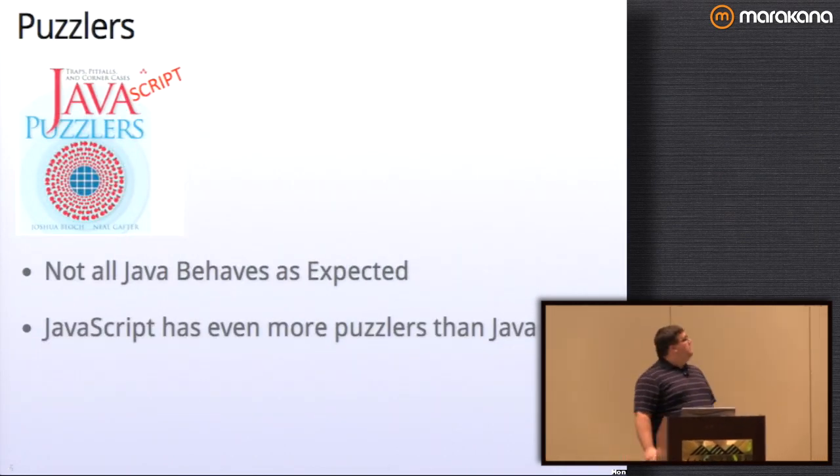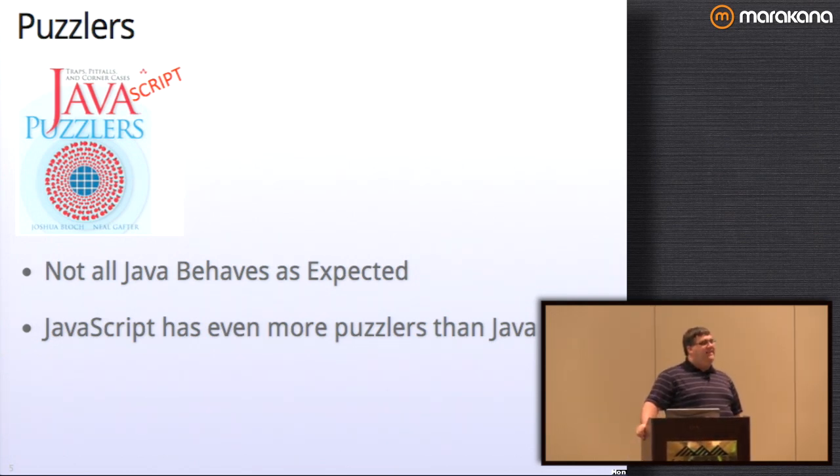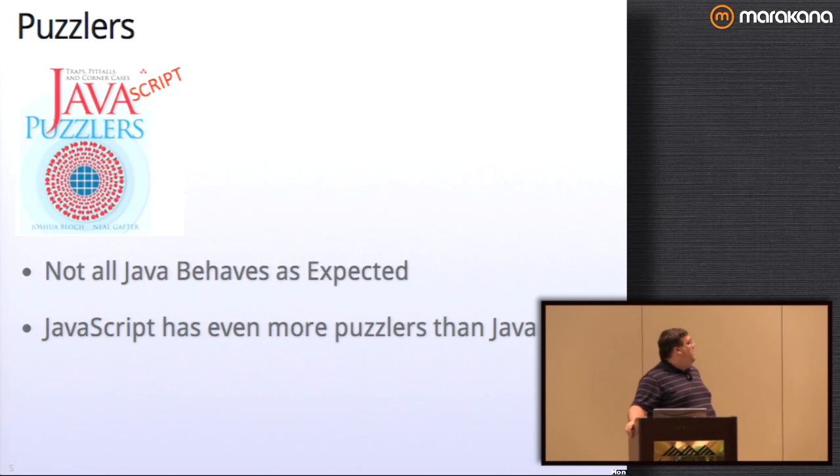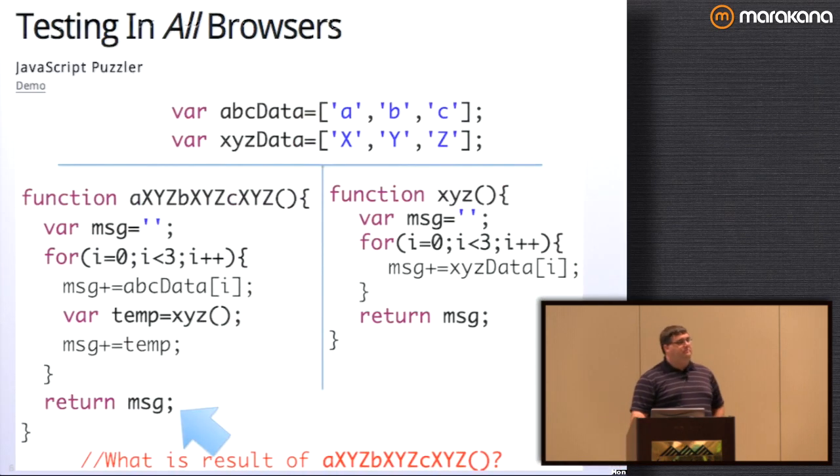So, puzzlers. How many of you are familiar with this book, Java Puzzlers, from Josh and Neil? Anybody read it? Yeah, it's a very good book, very famous, and there are all these weird edge cases in Java where you get very unexpected results, and wait till you get closures, and then you're really going to be full of puzzlers. There'll be a whole new book on that, I'm sure. But with the nature of JavaScript, being a dynamic language and not statically typed, there are so many more puzzlers, where you get results that are completely unexpected. So here's an example.